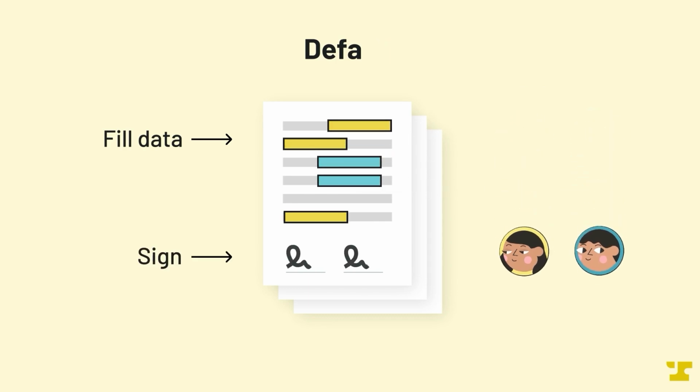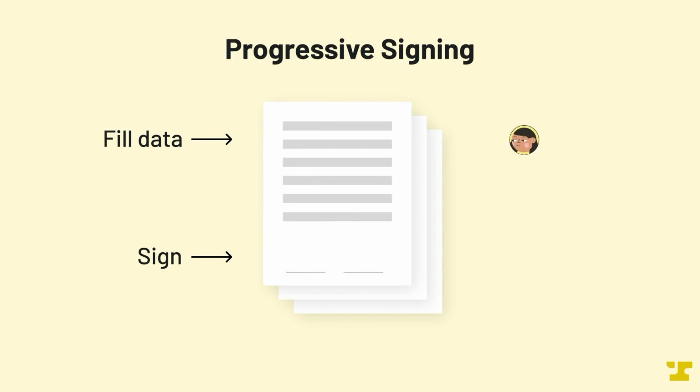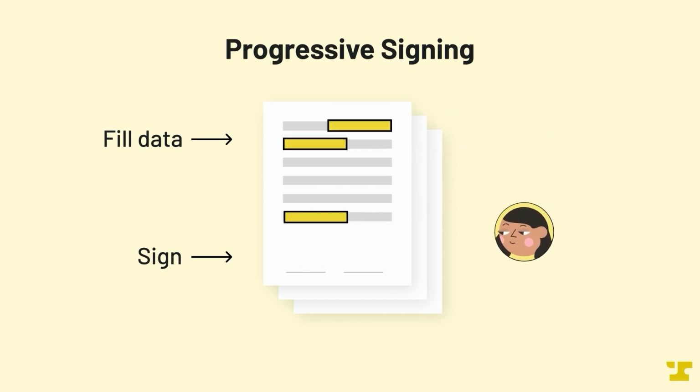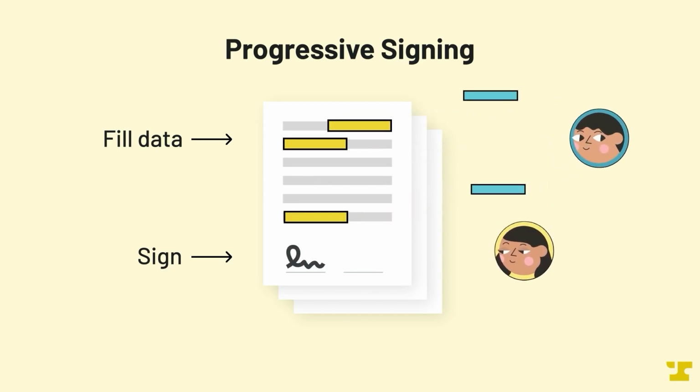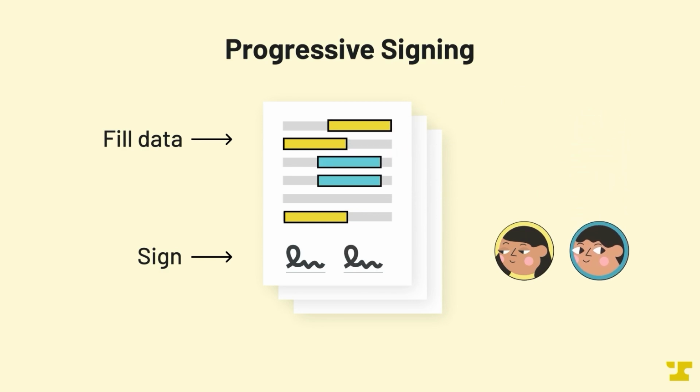With progressive signing, one user can fill out their information and sign at the same time without having to wait for the second user. This way, each person only needs to interact with the document just one time.